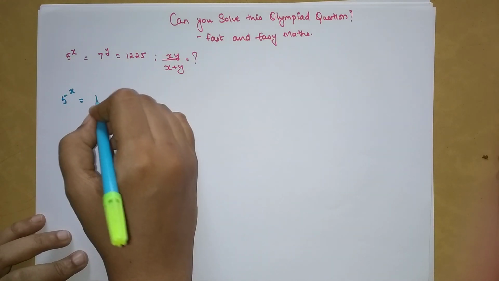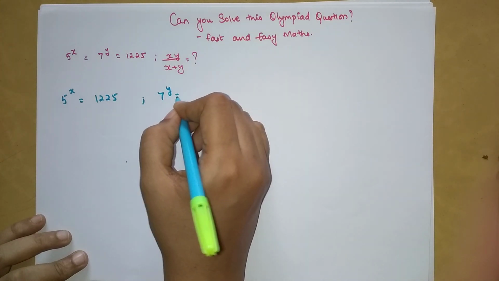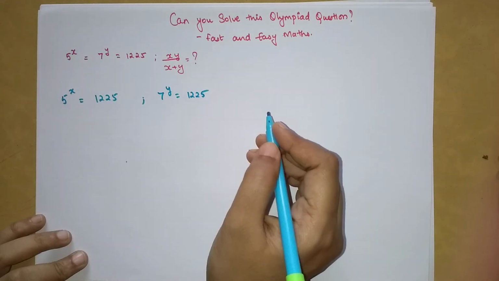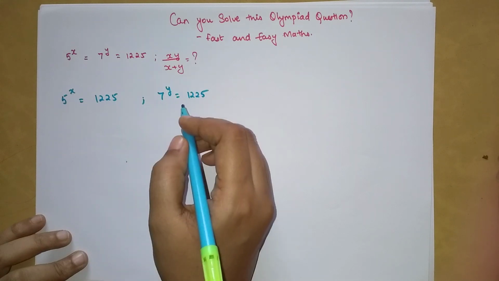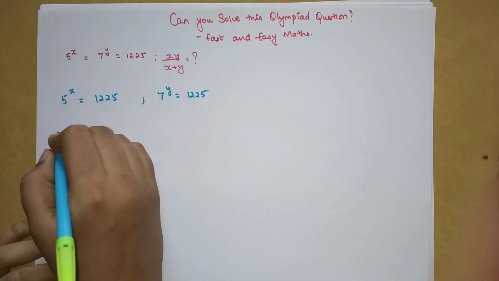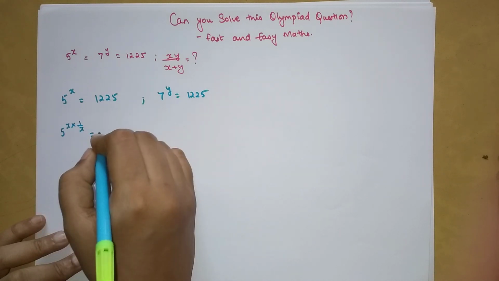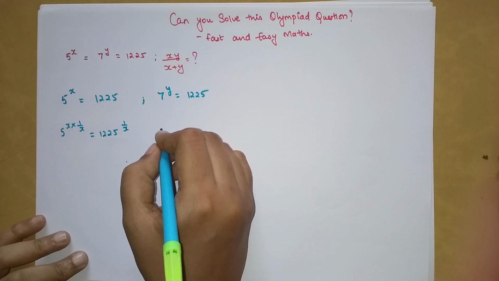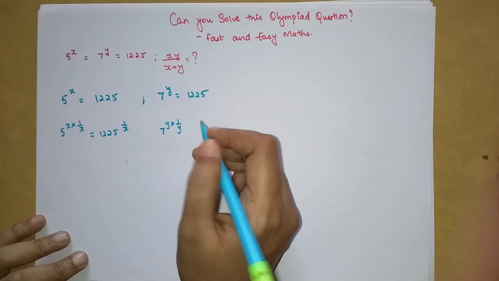So we will write this as nothing but 1225. And we also know that 7 raised to y is equal to 1225. Now in order to remove the index from here, I have to take the xth root, and here I'll have to take the yth root. So here I will multiply by 1 by x, and 7 raised to y will get multiplied by 1 by y.